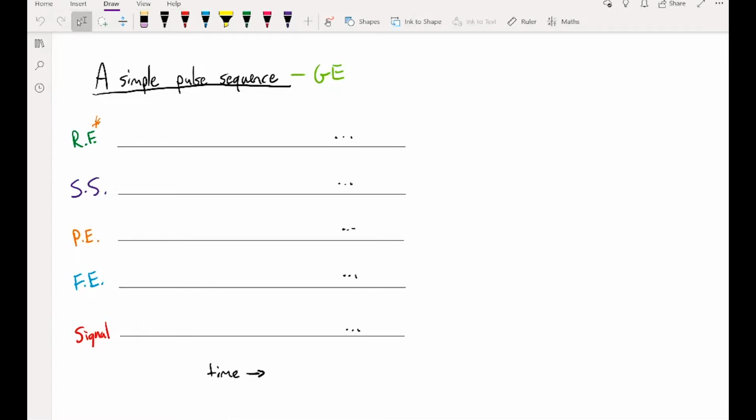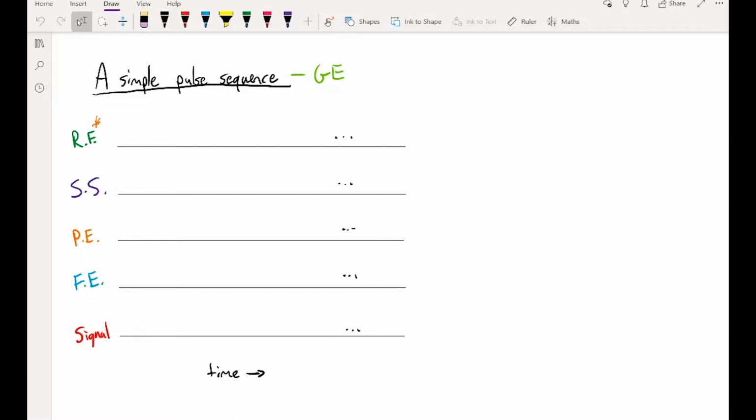Okay, so once we have our brain, our body of interest in the MRI scanner, we need to use all of the different magnetic fields and gradients that we have learned about in a certain order in order to prepare our signal and then collect it. So let's talk about the different lines that I've got here.